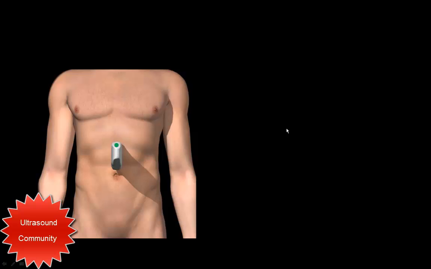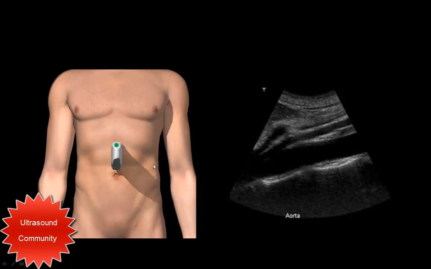Now we move to the longitudinal view of the abdominal aorta. We keep the marker of the probe toward the head of the patient and we slide the probe right and left until we find the abdominal aorta. And this is what you have to see, longitudinal axis of the abdominal aorta with its branches, and there should be no echoes inside. It is an anechoic structure.